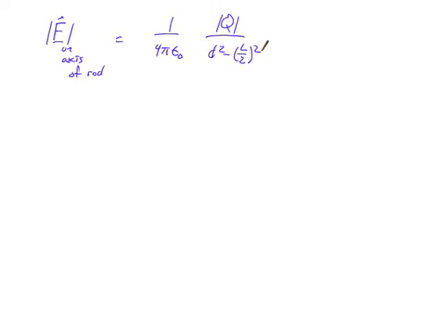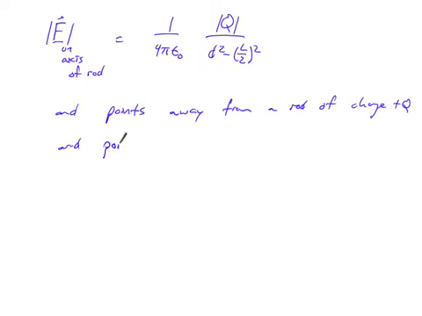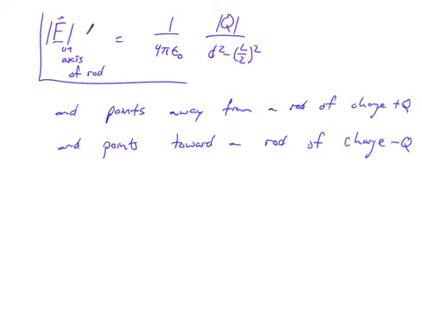Now let's write the magnitude of the electric field along the axis of the rod due to the charge on the rod. Because this is the magnitude of the electric field, it will depend on the magnitude of the charge of the rod. The direction of the electric field will be along the axis of the rod and will point away from a positively charged rod and will point toward a negatively charged rod.